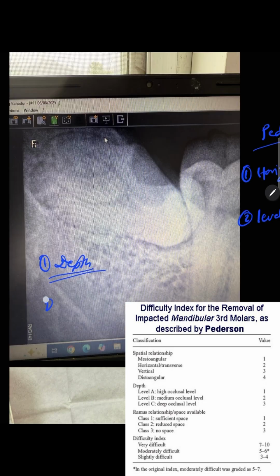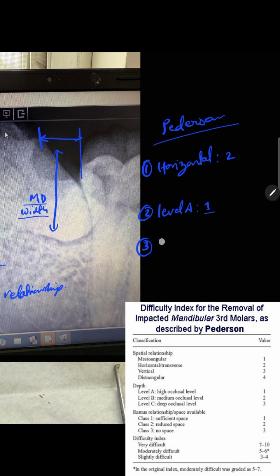and the value that it is assigned in the difficulty index is 1. The second factor that is used in the Bell and Gregory classification is the ramus relationship, which is nothing but a comparison between the mesiodistal width of the impacted third molar and the distance from the anterior border of the ramus of the mandible to the distal part of the mandibular second molar. In this figure, the distance is less than half of the mesiodistal width of the impacted tooth. So this is classified as class 2 and the value is 2.